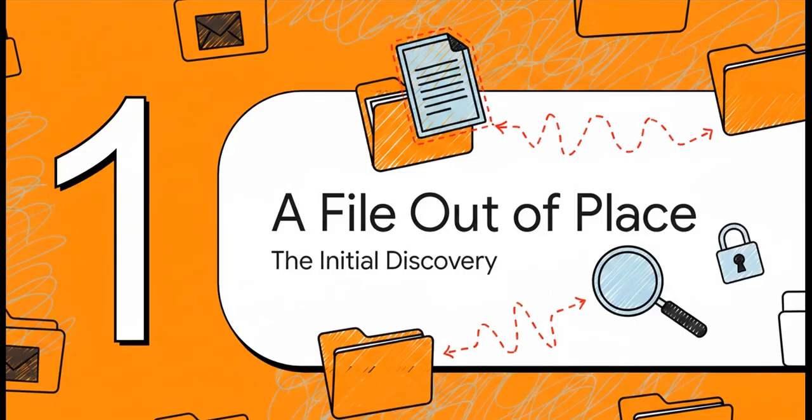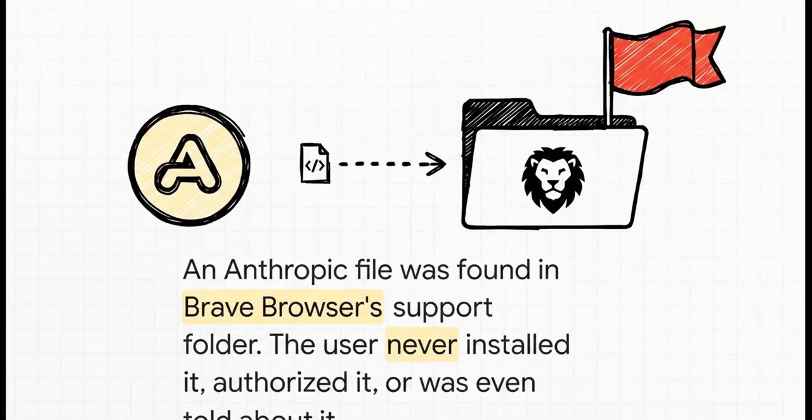Okay, so our investigation kicks off where all the best security audits do, with a tiny little anomaly. A file that shouldn't have been where it was found. So picture this. An engineer is just debugging their own project, and they happen to poke around inside Brave browser's native messaging hosts directory. And sitting right there is a JSON manifest file from Anthropic. Now, for any developer, for any system architect listening, this is a huge flashing red flag. Why on earth is one application writing its own config files into another, totally unrelated app's support folder?